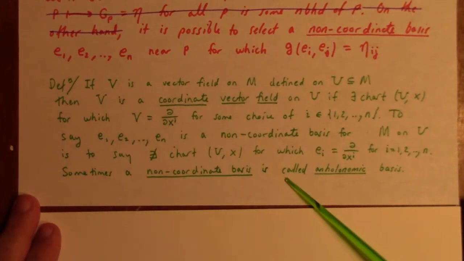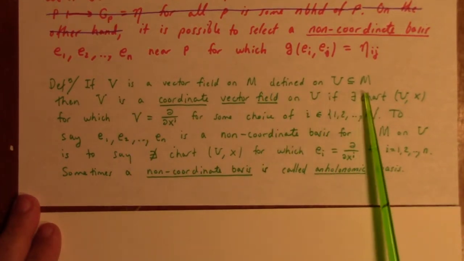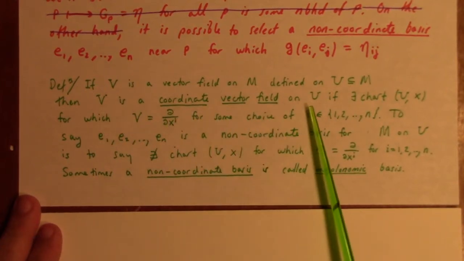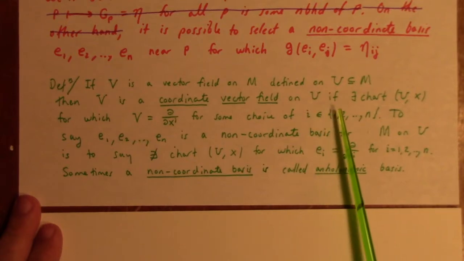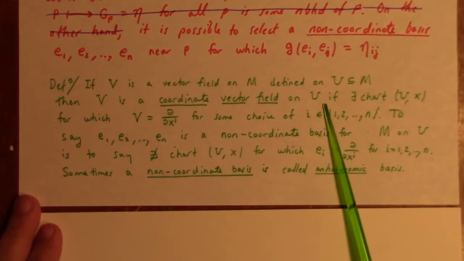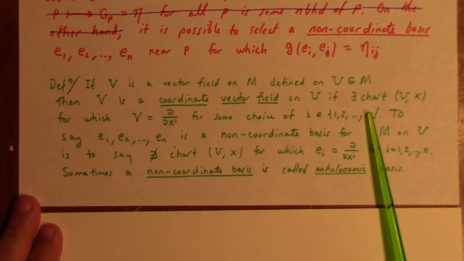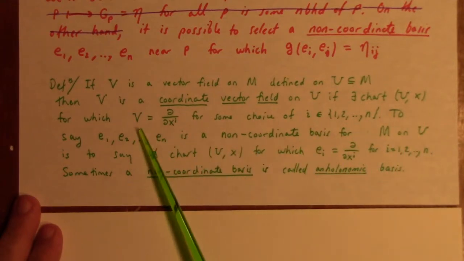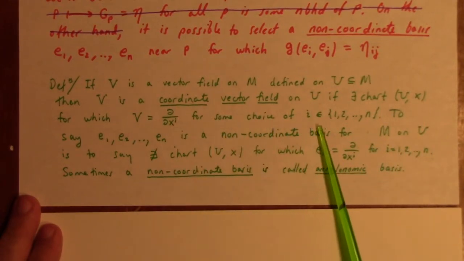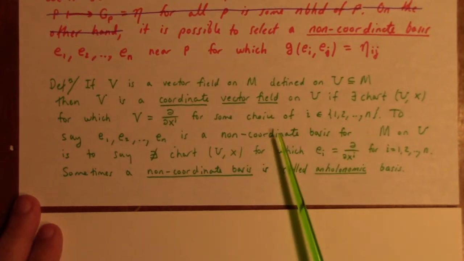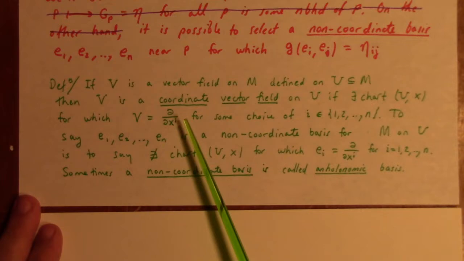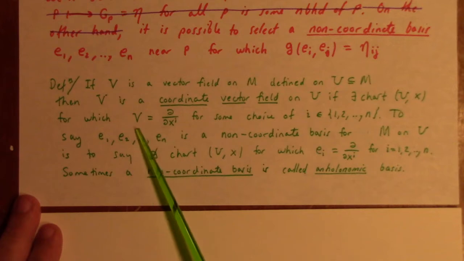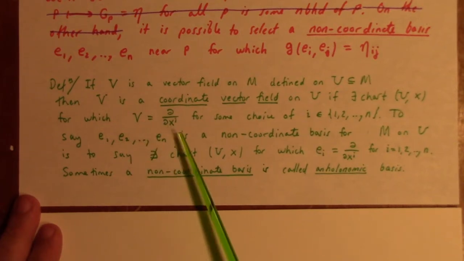If V is a vector field on M defined on U, a subset of the manifold, and V is a coordinate vector field on U, meaning it's a smooth assignment of a vector at each tangent space to p for each p in U. And if there exists a chart (U, x) for which V is equal to partial x_i for some choice of i somewhere in 1 to n, that's what it means to be a coordinate vector field. A coordinate vector field is a vector field that at least locally can be realized as the derivation with respect to a coordinate, right? The derivative with respect to the coordinate.